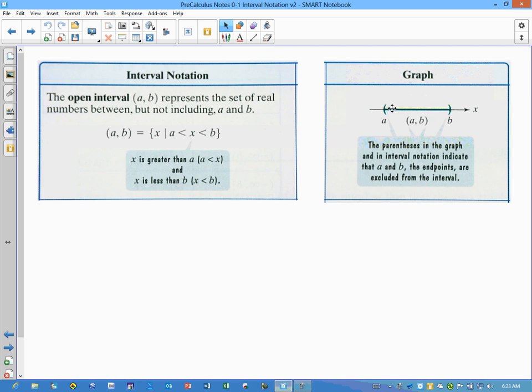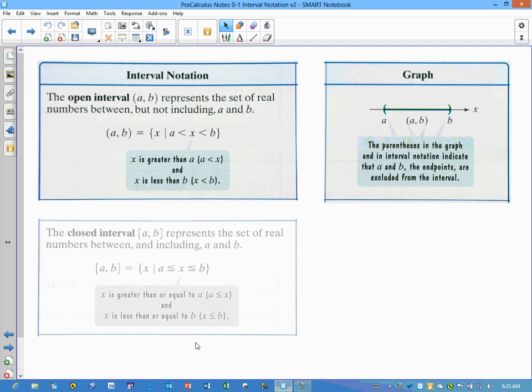We shade in the numbers in between, and then we use a parenthesis to show that it does not include the endpoint. In earlier math classes and earlier algebra classes, you might have used an open circle and a closed circle. Well, in higher level mathematics, we don't use open and closed circles, we use the parenthesis or the bracket. So the parenthesis is what the open circle used to be, and we're going to see in a moment that the bracket is what the closed circle used to be. Matter of fact, let's actually go to the closed interval.